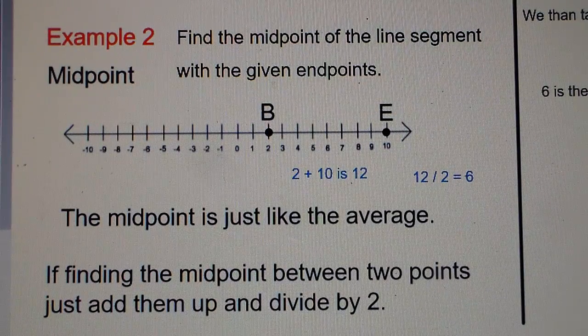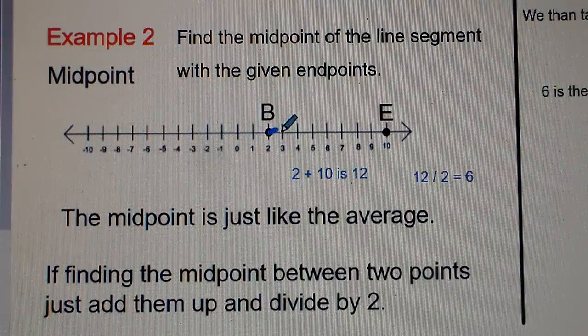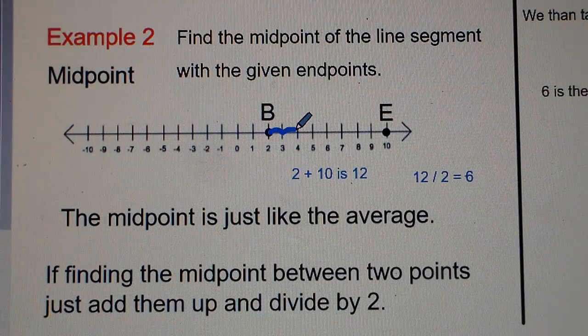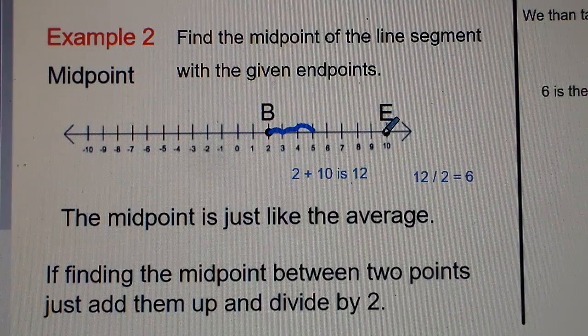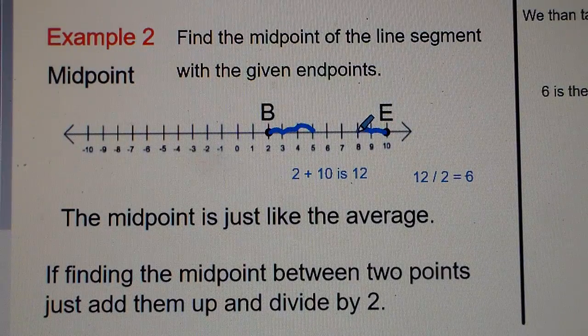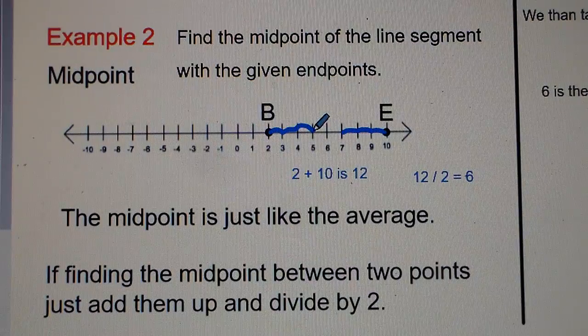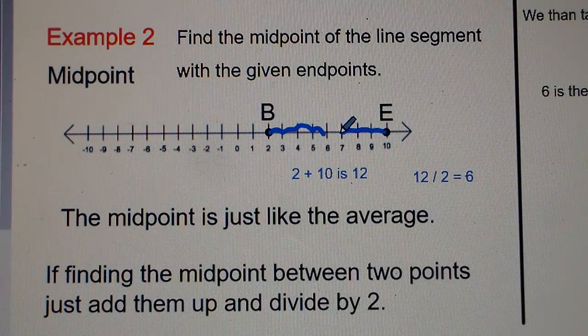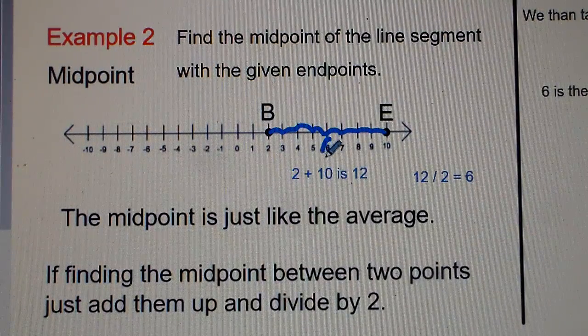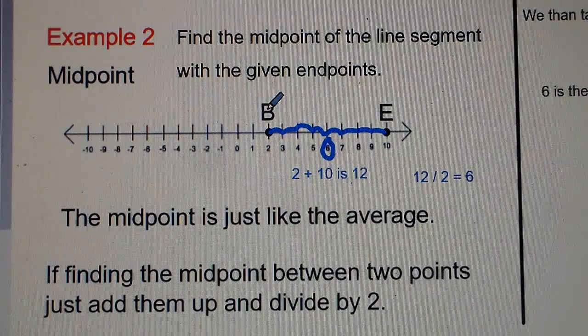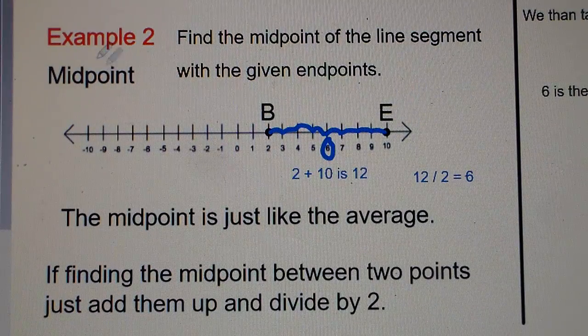Just to confirm it, by the old school way of doing it, go to the right, 1, 2, 3. Left from E is 1, 2, 3. If we go 1 more, we're at 6. 1 more here. And it turns out 6 is perfectly in the middle of B and E, because the midpoint is the middle.